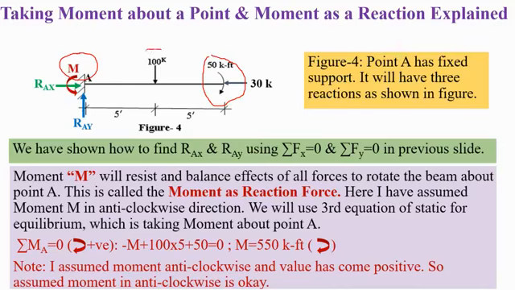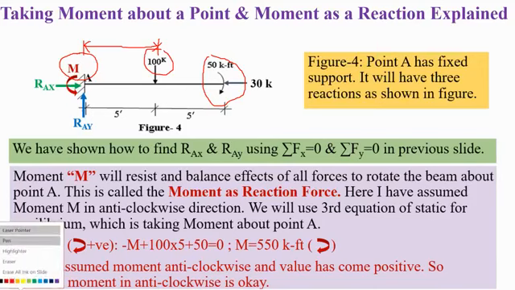And as I have told, this force into this distance will also have a moment. So you see, moment M will resist and balance the effect of all forces. This moment M resists the rotation of the beam about the point A. So this is called the moment as a reaction force. I told you. Here I have assumed moment M is in the anti-clockwise direction. You can assume the clockwise direction also, no problem.